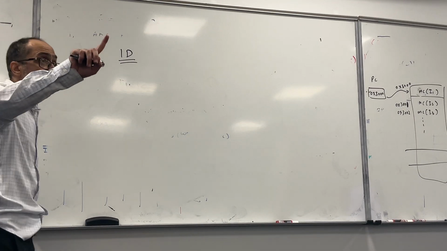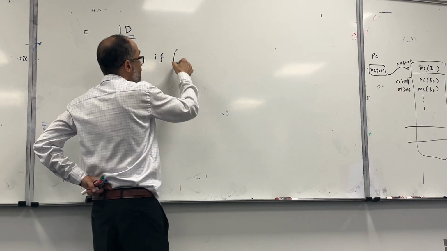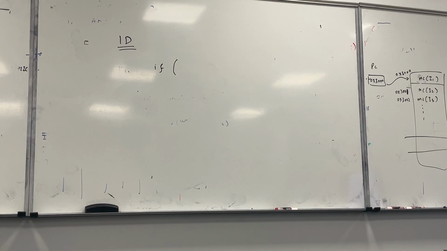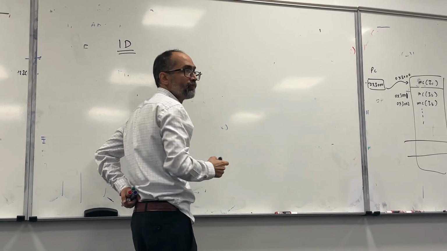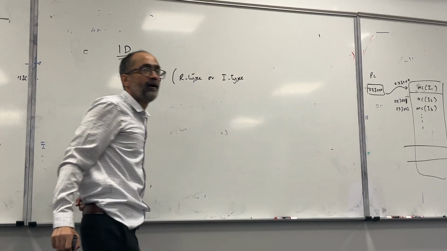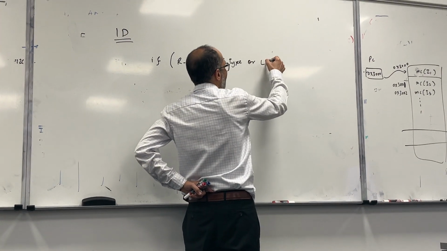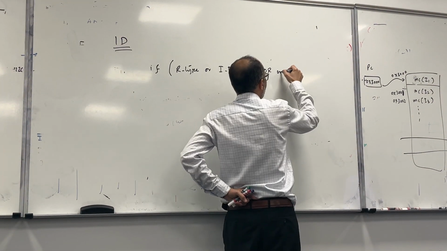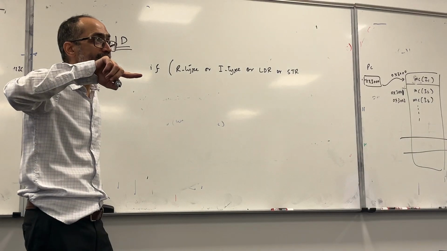Okay, so now please remember, it all depends on the type of instruction. If the instruction is R type, or I type, or LDR, because in LDR we also need to have an A, or STR, because in STR we also need an A. Clear or not clear?